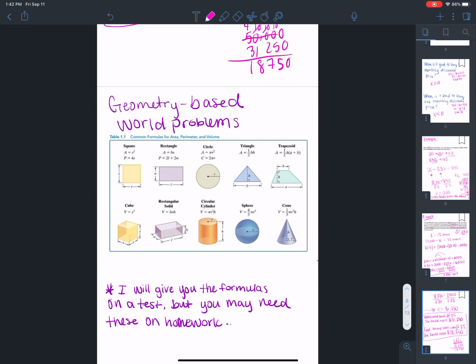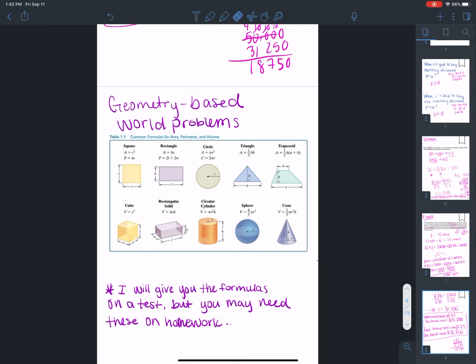Okay, so let's look at geometry-based word problems. When you have geometry-based word problems, you're going to need a little bit of understanding of basic geometry. You should know the formulas for area and perimeter of a square, rectangle, circle, triangle, trapezoid, cube, rectangular solid, circular cylinder, sphere, and cone. You do not have to memorize these.